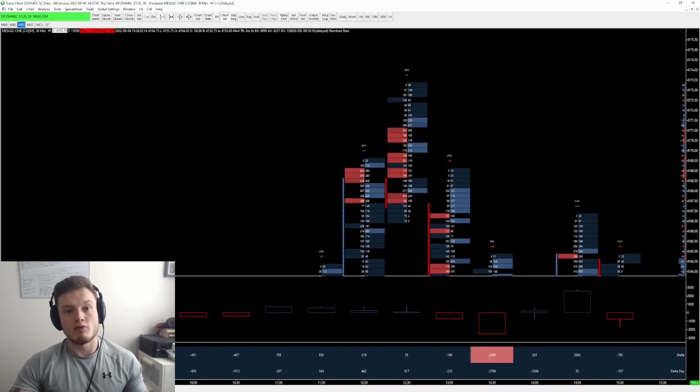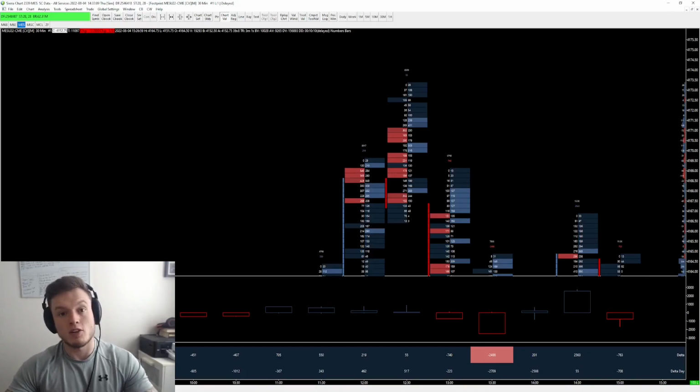Now, 8509 represents the total volume that was traded within this bar. Now, these are 30-minute candles, so within that 30 minutes, 8,509 contracts were traded. That doesn't matter whether they were a bid or an ask, buy or sell. It doesn't make any difference. That's just the total number of contracts that were traded.